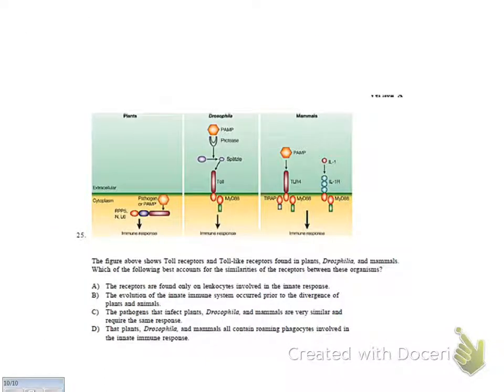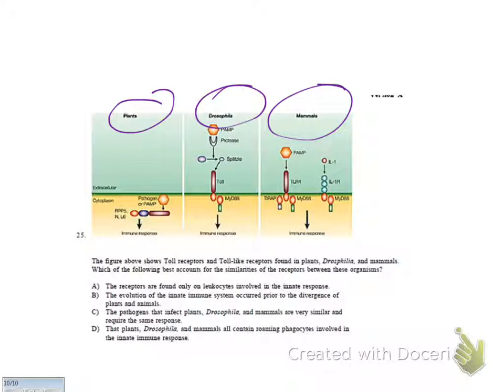And I believe this is your last question. Okay, so the picture's showing you that a plant, a Drosophila, that's a fruit fly, and a mammal have a similar receptor. Why? Well, anytime you see similarities, you want to automatically go to evolution. The worst choice, I think, is C.